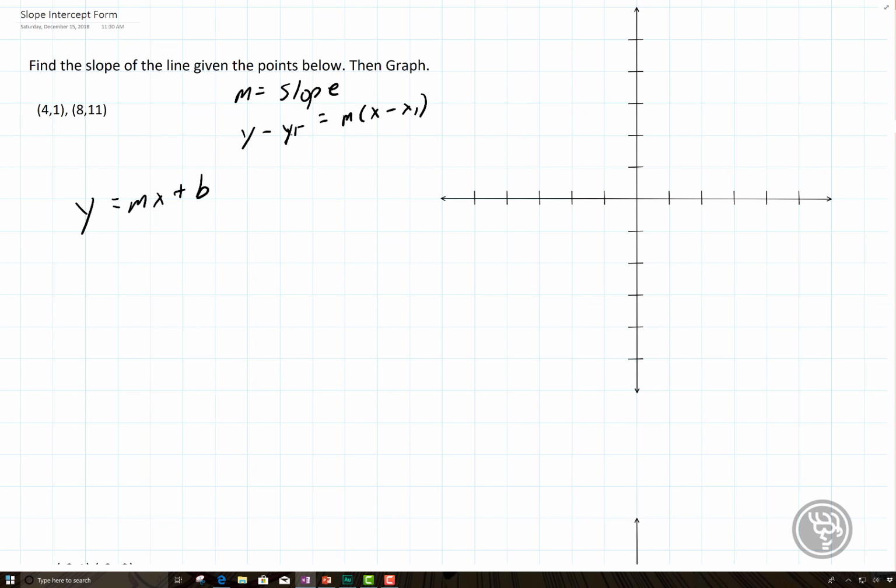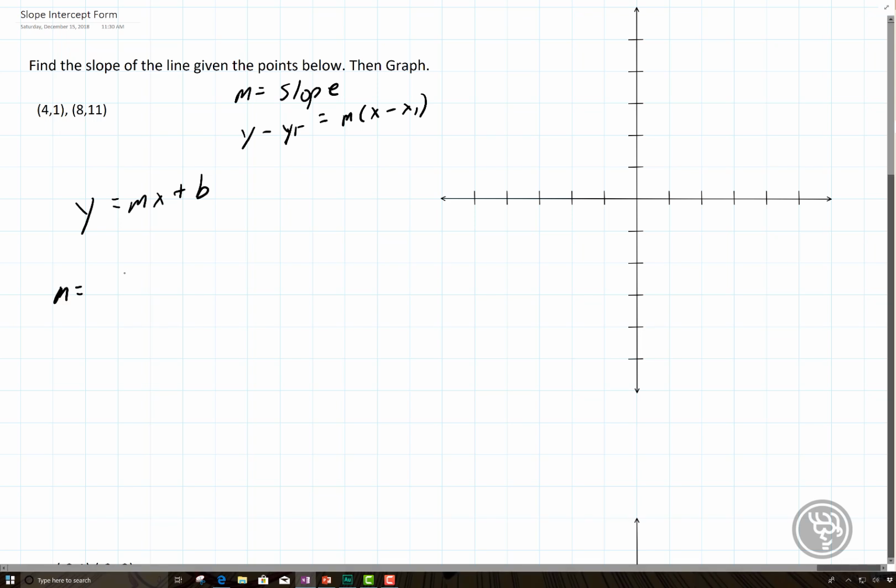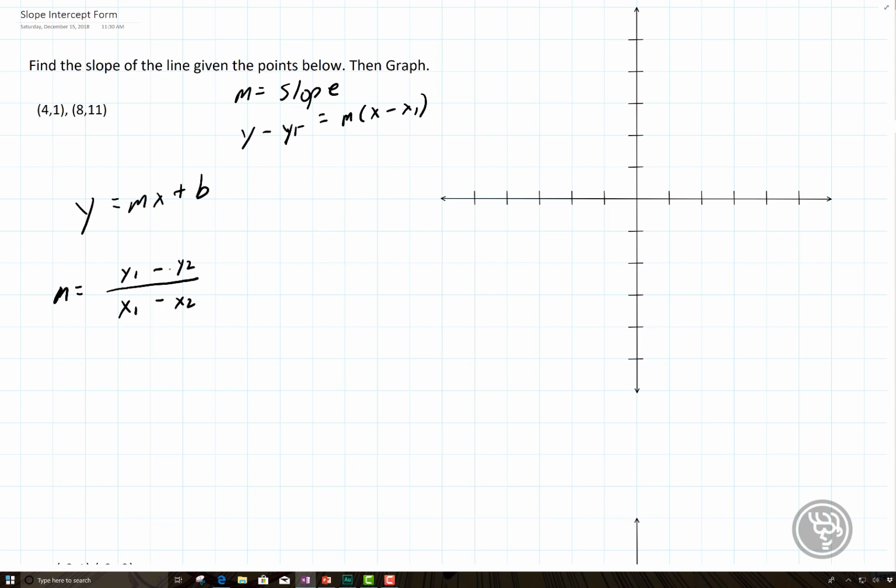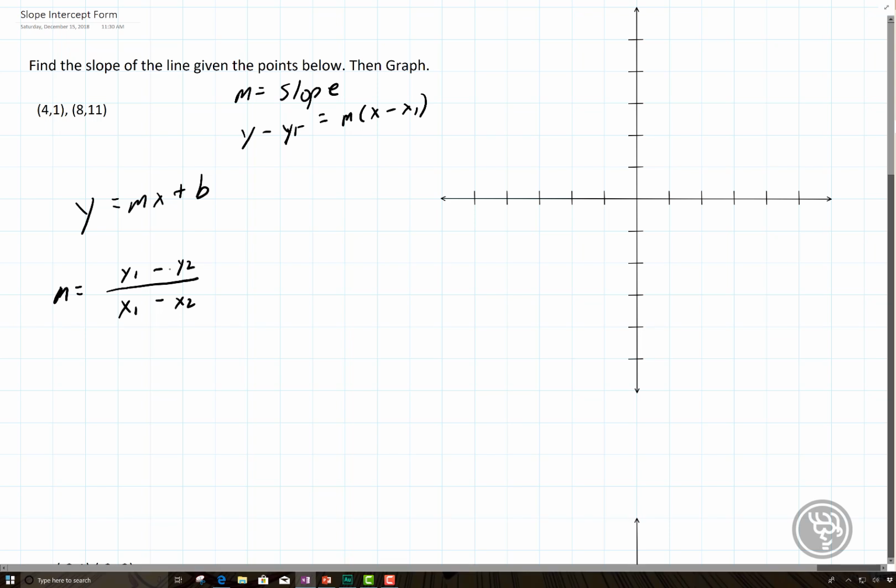Let's write that formula again real quick so we can remember what it looks like. So your m is going to look like y1 over x1, y2 over x2, and they're both minuses. Okay, and I'll show you what I mean by making sure that your points are correctly placed into the equation. Sometimes people don't put them in correctly. So let's go ahead and plug them in and see what we get for a slope.